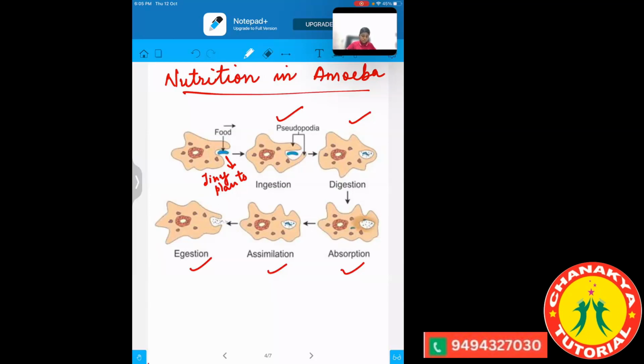With the help of the pseudopodia, they will be engulfing or surrounding the food. And once they have surrounded the food, they will be doing the digestion process. After digesting the food, they will be doing the absorption, where they will be absorbing all the nutrients present in it. After absorption, they will be sending those nutrients back to the body wherever it is needed. And at last, whatever waste matter is left out, they will be throwing outside the body with the help of a process called egestion.